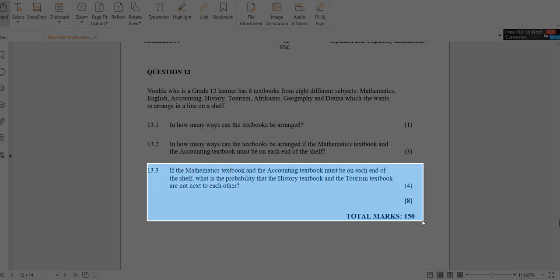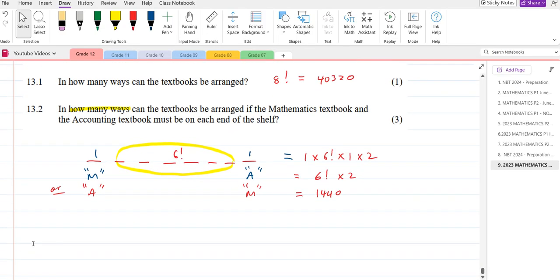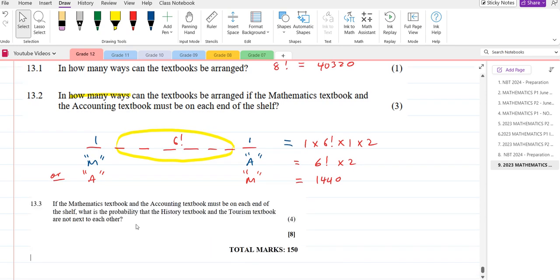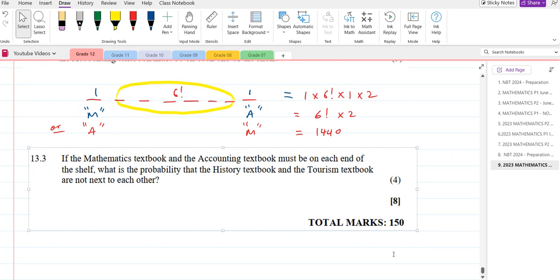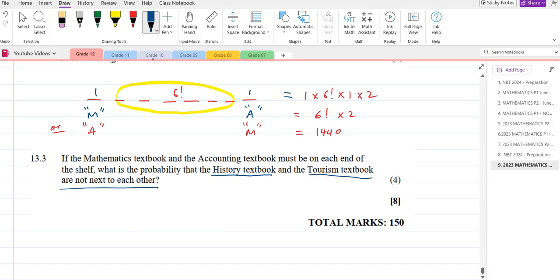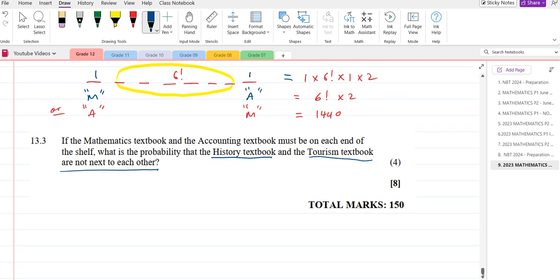Right, and that ends our paper. Right, so let's see. Right, so if the mathematics textbook and the accounting textbook must be on each end of the shelf, so something like this, that's a total number, right? What is the probability that the history textbook and the tourism textbook are not next to each other? Right, so we have this thing here, what is the probability, and we also want the probability if the mathematics and accounting textbook must be on each end of the shelf.